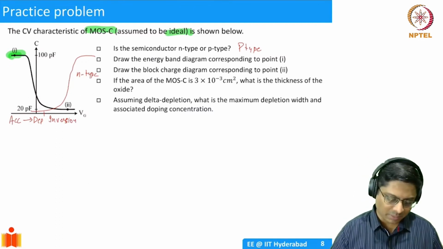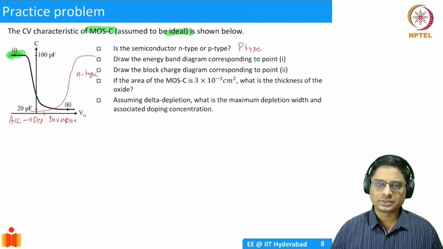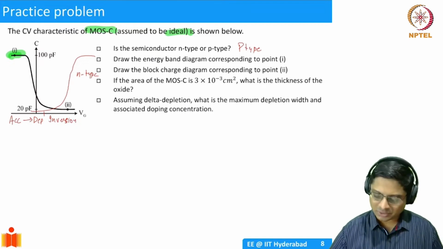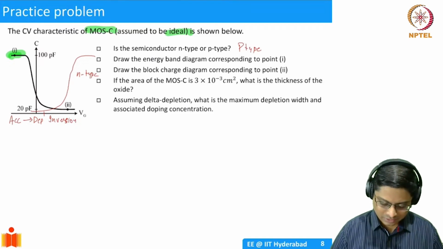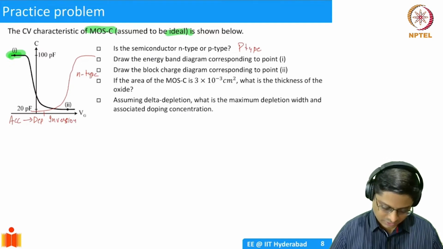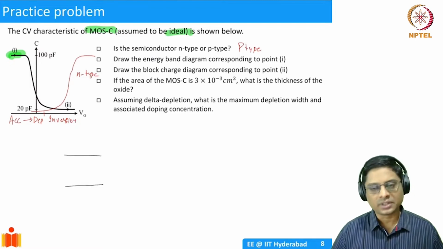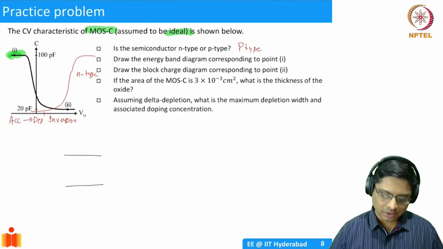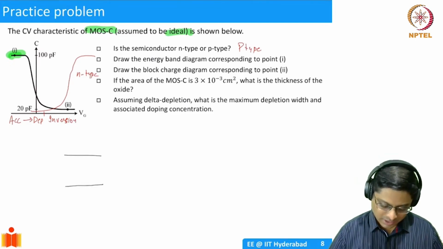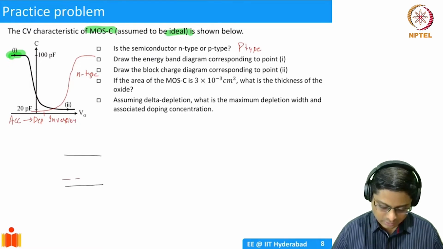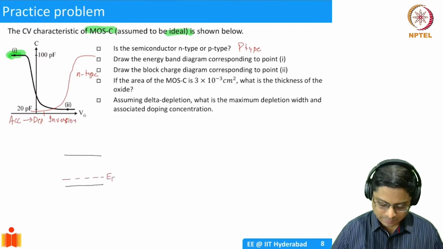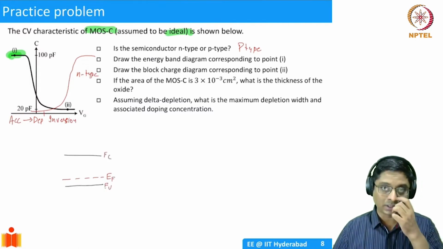Whenever we want to draw band diagrams, especially for MOS capacitors, first draw the bulk. I'll identify the bulk regions this way. And we concluded that it's a P-type semiconductor, so I will put my EF closer to EV. This is my bands in the bulk.